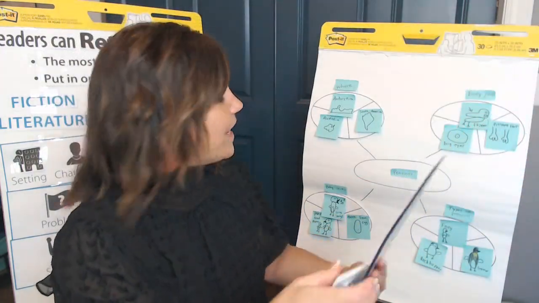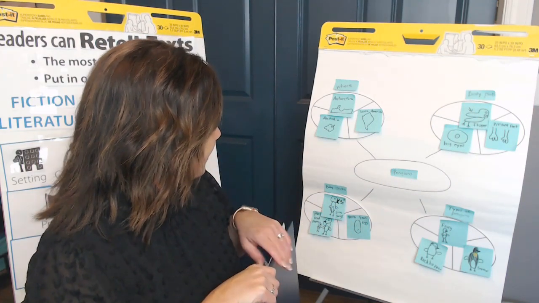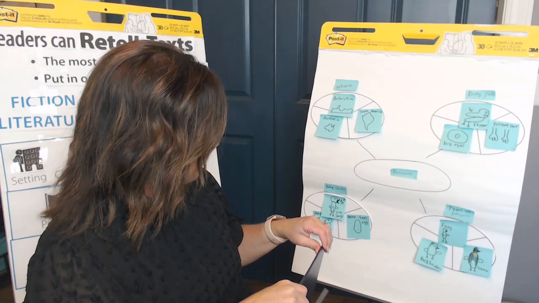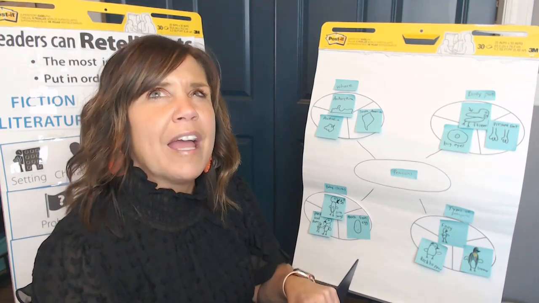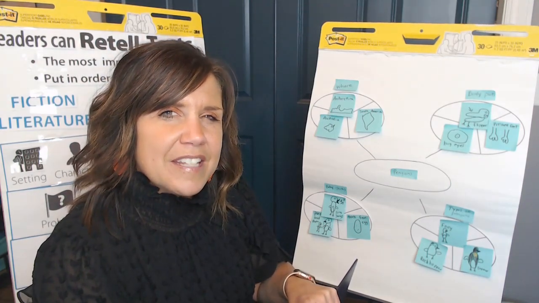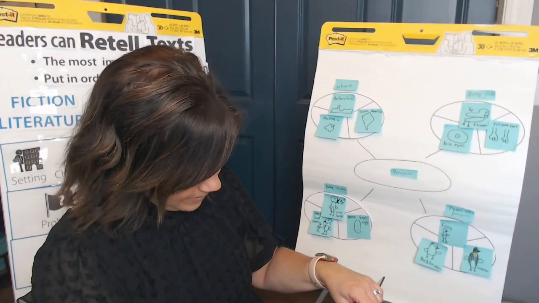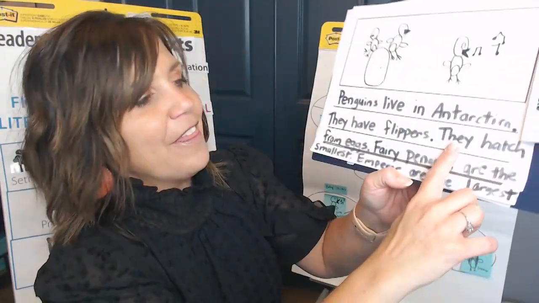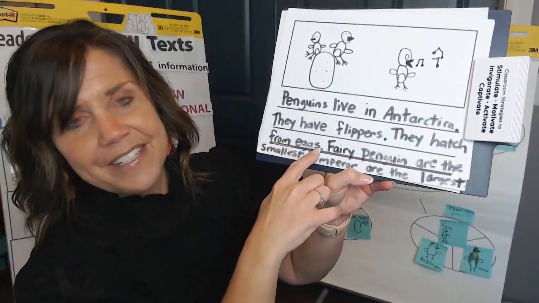Okay. And then if I wanted to write a sentence about baby chicks, I think it's pretty important that they hatch from an egg, don't you? How could we write that in a sentence? Penguins hatch from eggs, or they hatch from eggs? Yeah, they hatch from eggs.